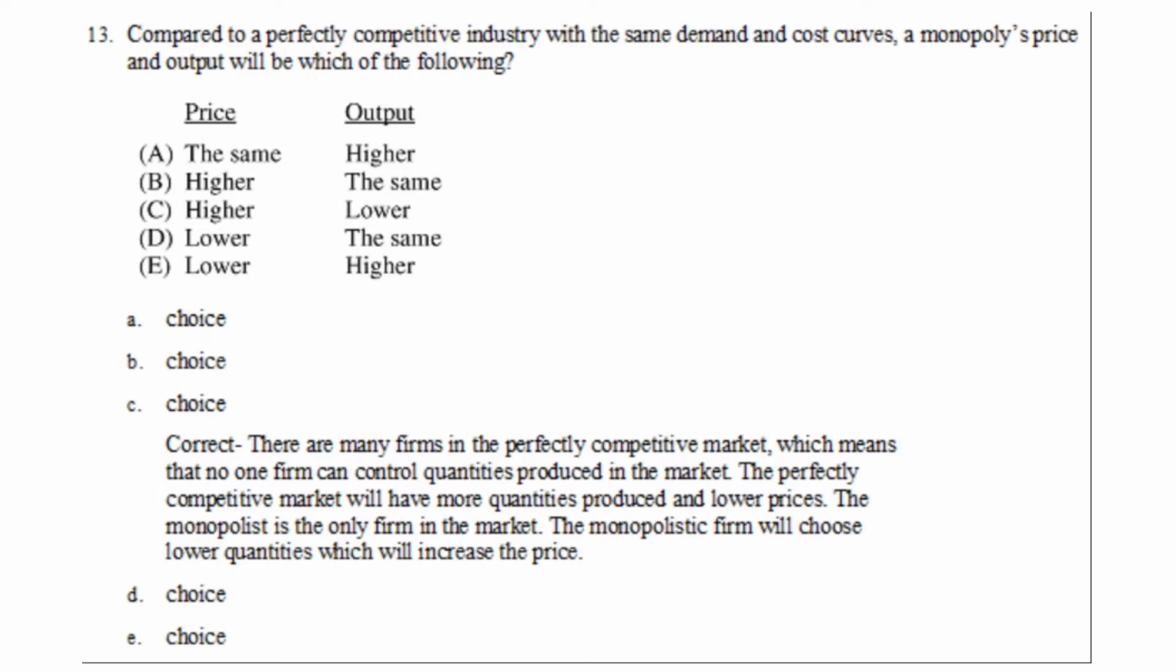13. Compared to a perfectly competitive industry with the same demand and cost curves, a monopoly's price and output will be which of the following? C is correct. There are many firms in a perfectly competitive market, which means that no one firm can control quantities produced in the market. The perfectly competitive market will have more quantities produced and lower prices. The monopolist is the only firm in the market. The monopolistic firm will choose lower quantities, which will increase the price.